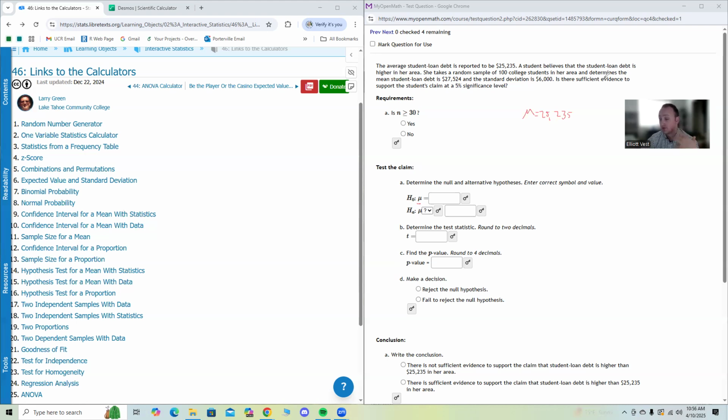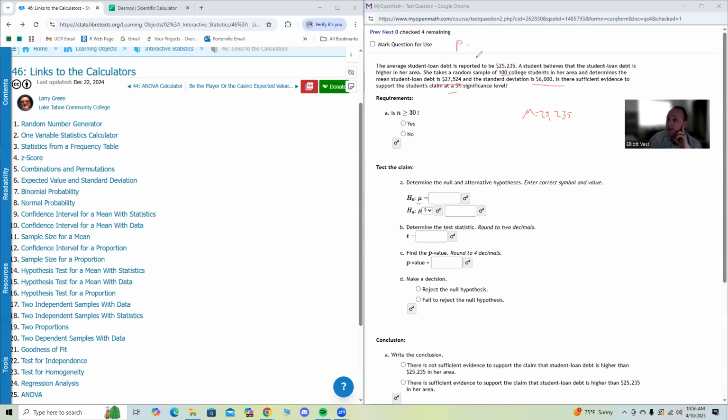A student believes the student loan debt is higher in her area. So the student has an opposing claim. She takes a random sample of 100 college students and determines the mean student loan debt in this sample is 27,524, which by the way is such large numbers, it's crazy. And the standard deviation is 6,000. Is there sufficient evidence to support the student's claim at 5% significance?